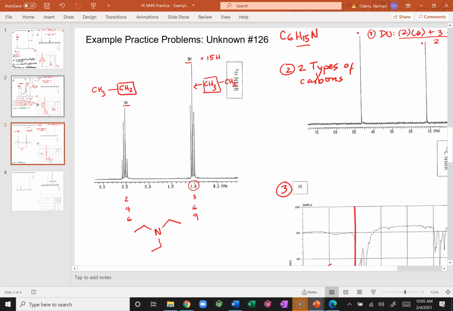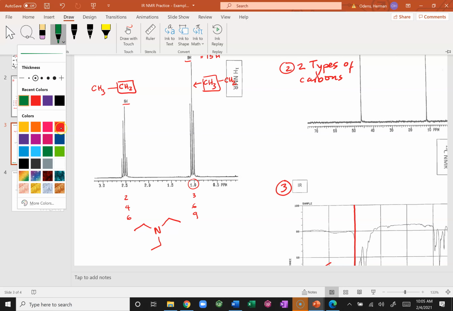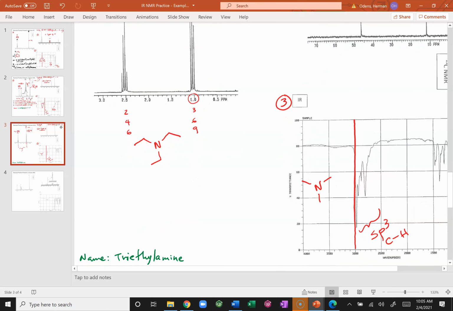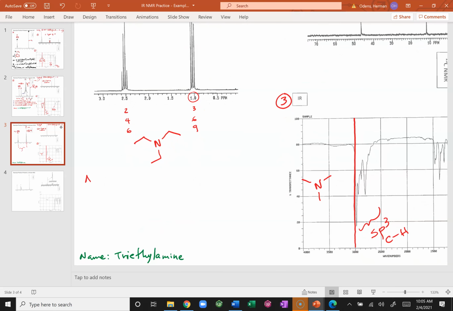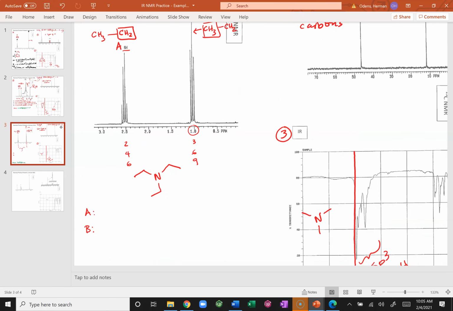Oh, I forgot to do something else. I need to label the proton NMR. So this will be A, and this will be B. I put A, and I put B here. And then I have what? So let's start with A. So what is A?